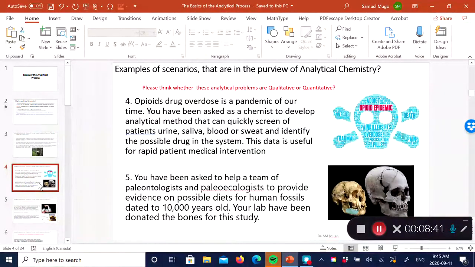You'll be looking probably to digest the bones and detect things like metals that are present, calcium and so forth, to identify and to connect it to possible types of diets people used to consume a long time ago.